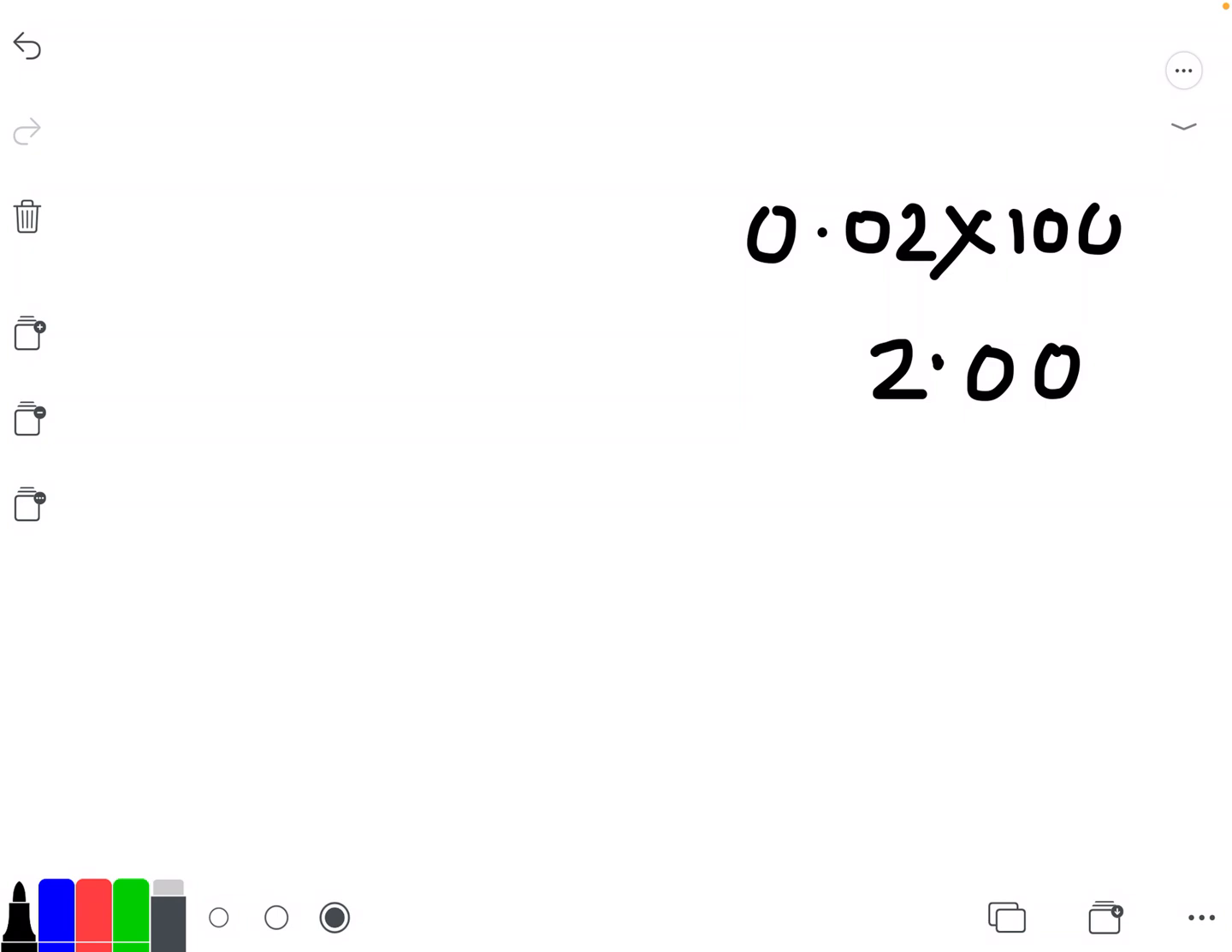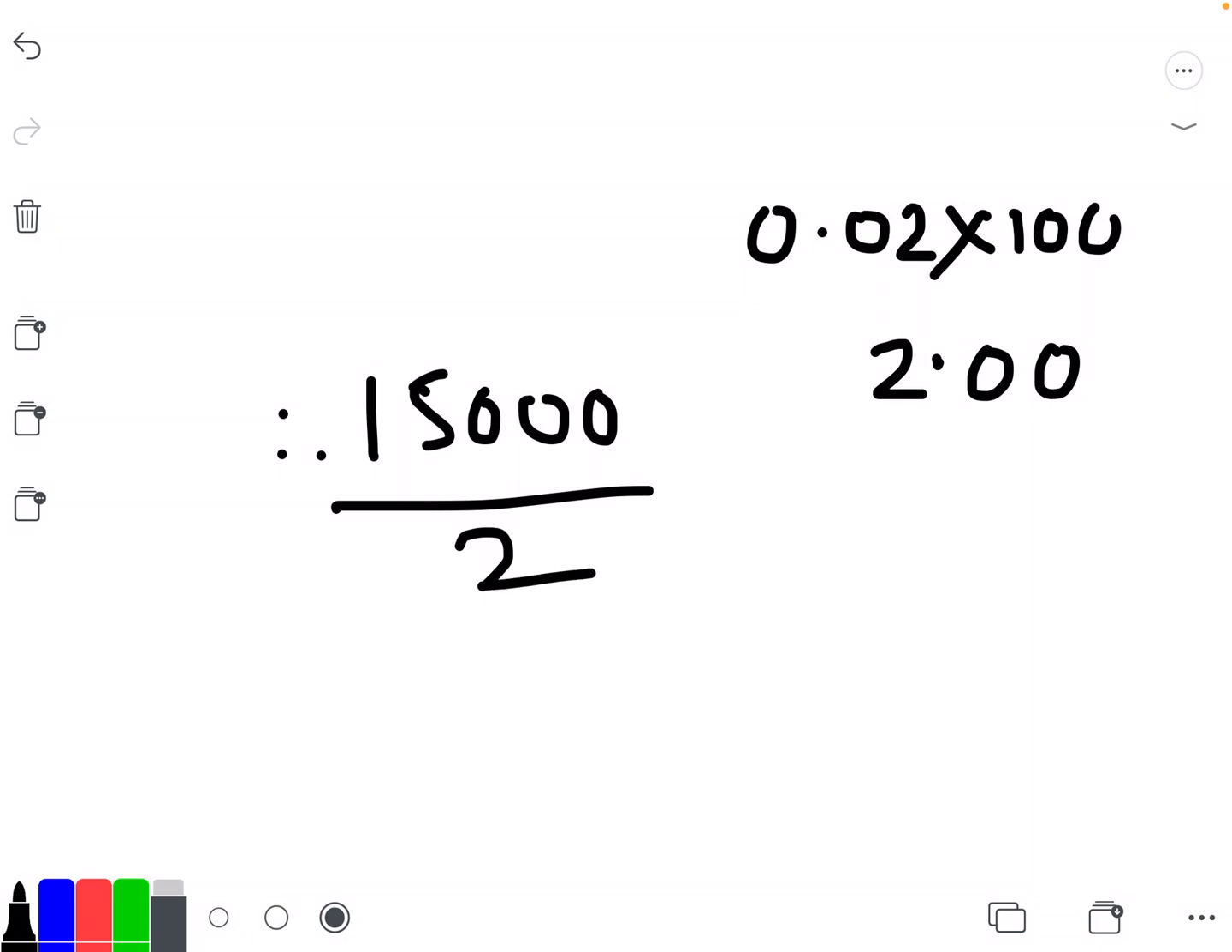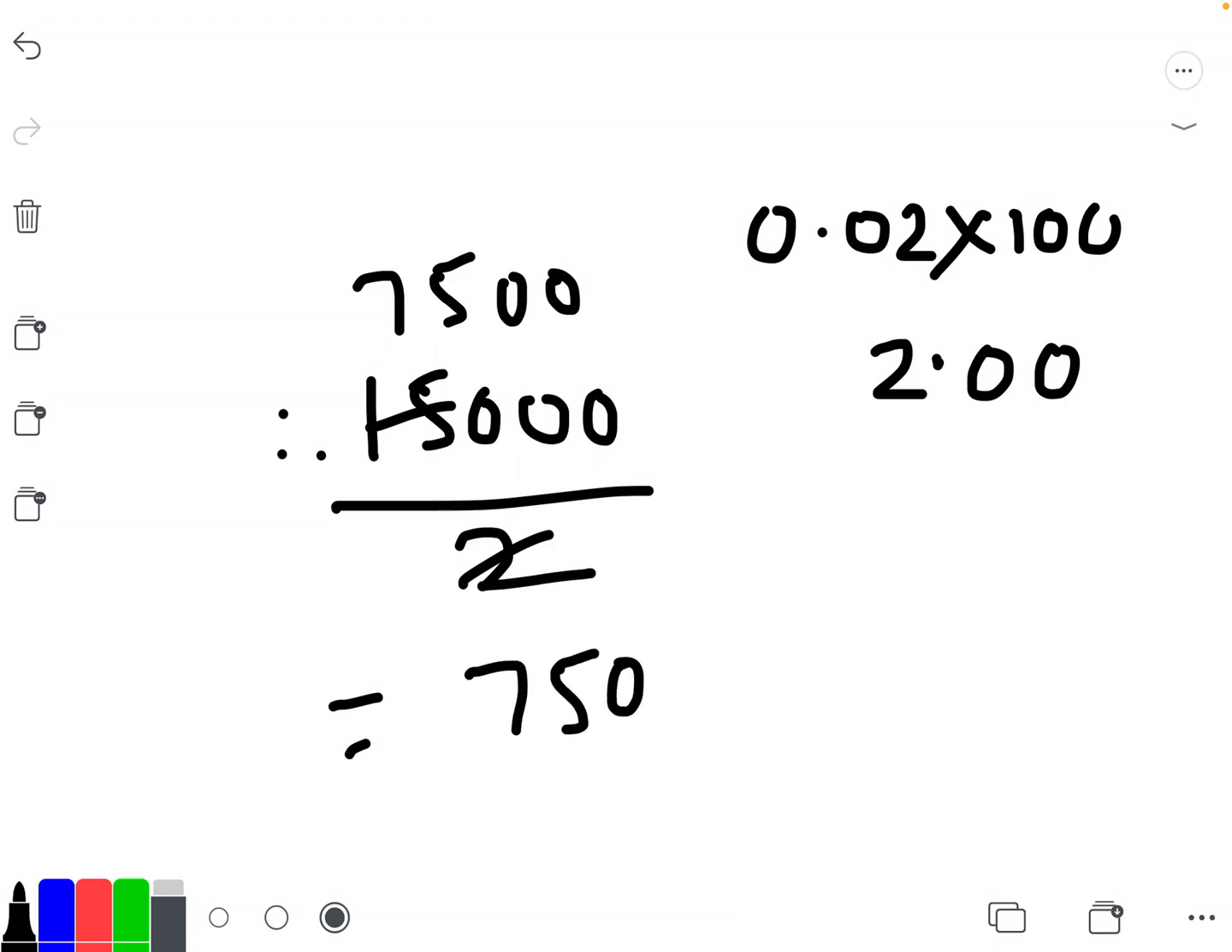So, therefore, 15,000 divided by 2 is: 2 7 times 14, 1 left, 1 and 0 is 10, 2 5 times 10, 0, 0. Final answer is 7,500.